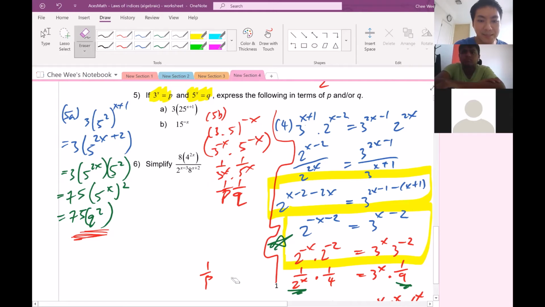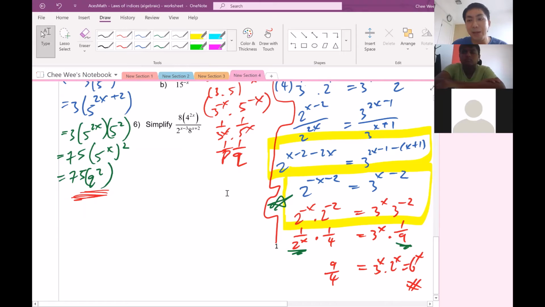So for number 6, it's the same gameplay. So I'll do number 6 then. So number 6, if you look at this kind of thing, right, don't get stumped by the complicated expression first. Look at it systematically. So you will see that in all cases, they are all base 8, 4, and 2, right? Which means that they are all linked by the base number of 2.